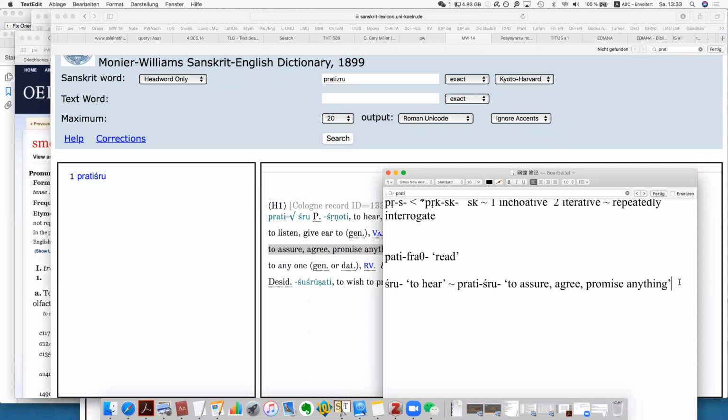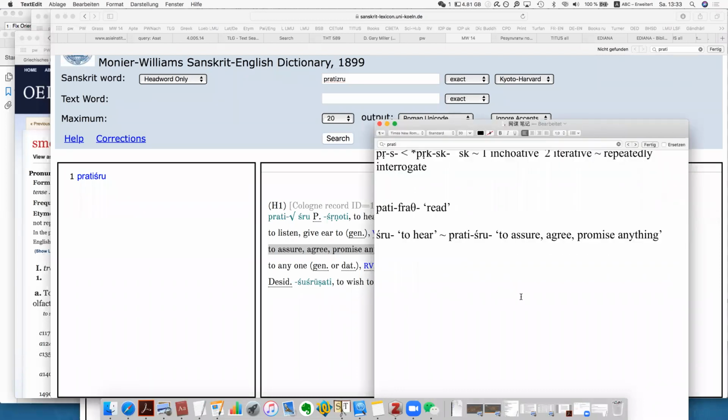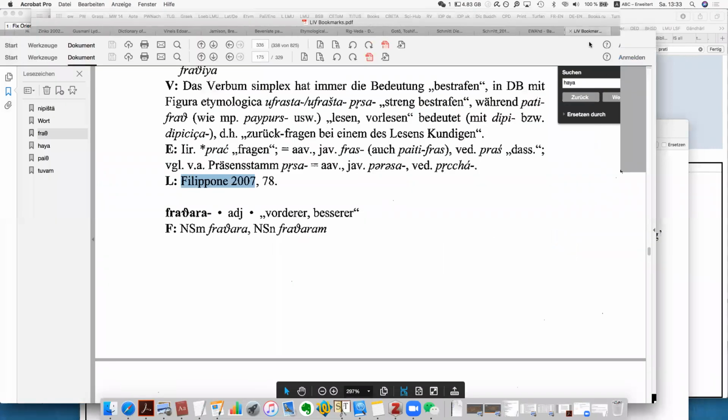Okay. So this semantic change, you see that this is a semantic change, right? To hear something, but prati-śru means to assure and to agree, to promise something, but nothing to do with hearing. It actually means to say something, to promise or to assure, right? Okay. And then let's move on to the Indo-European root of śru.